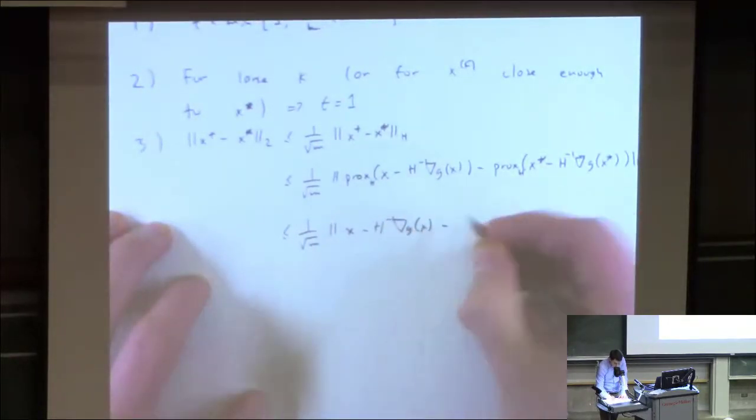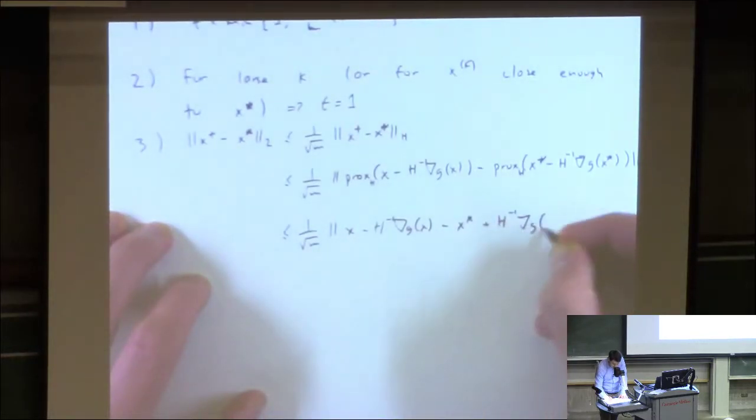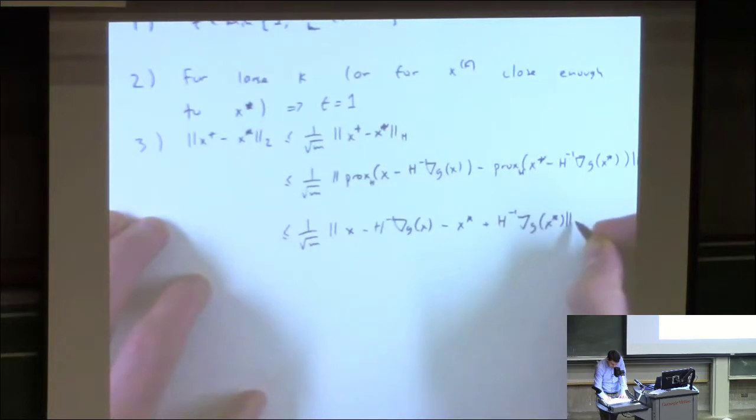x minus h inverse g of x minus x star plus h inverse g x squared in the H norm.